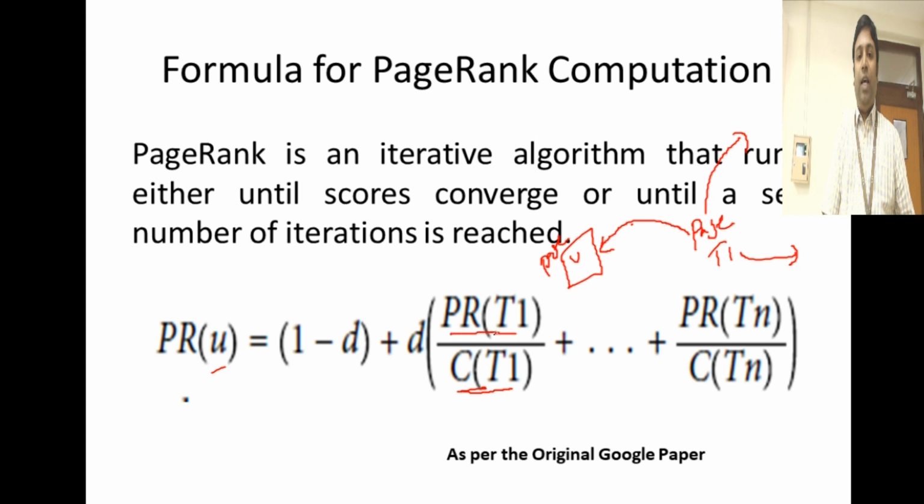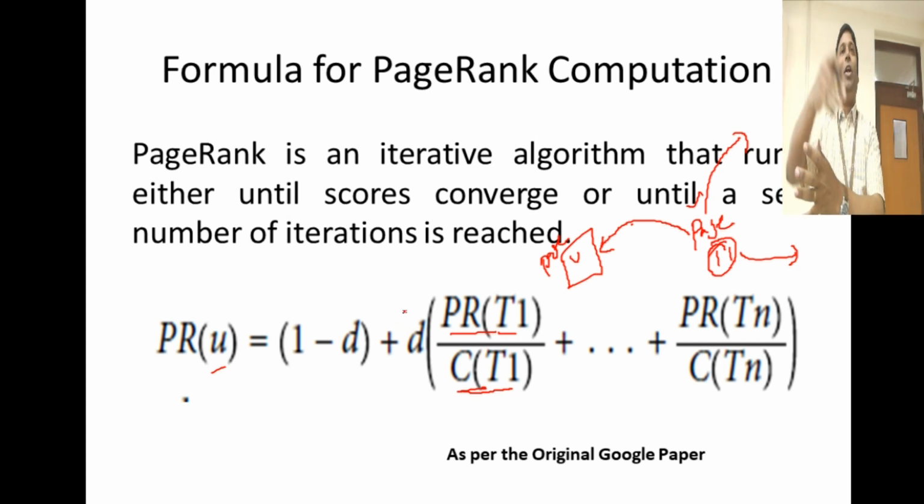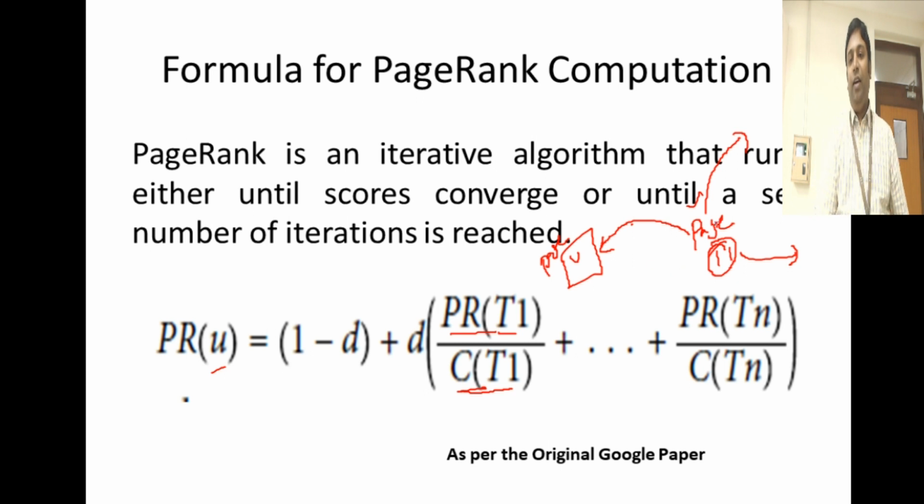And what is PR of T1? That is nothing but the page rank of T1. So to compute the page rank of a web page, we use the page rank of all the web pages pointing to it, divided by the total number of hyperlinks or outgoing links from that particular page. So what is TN? TN can be another page.